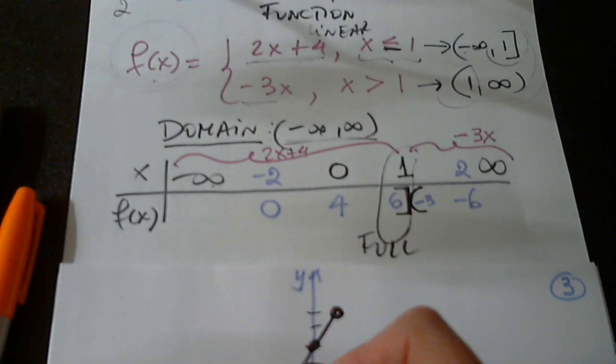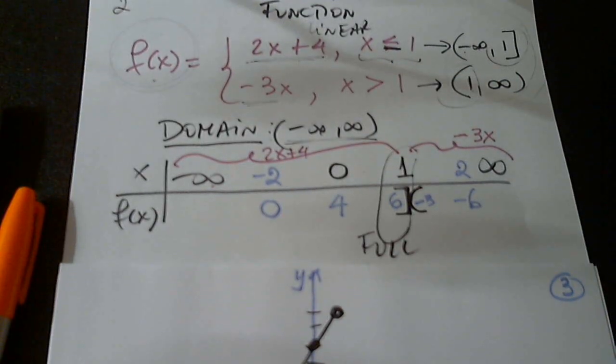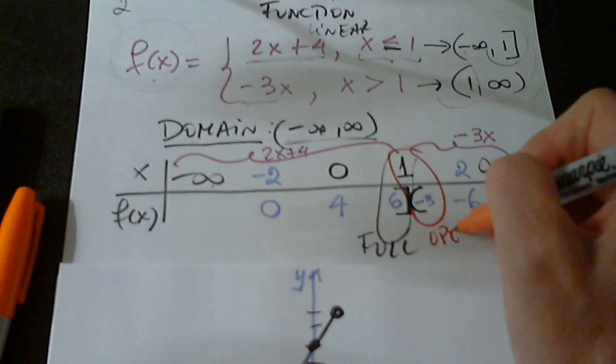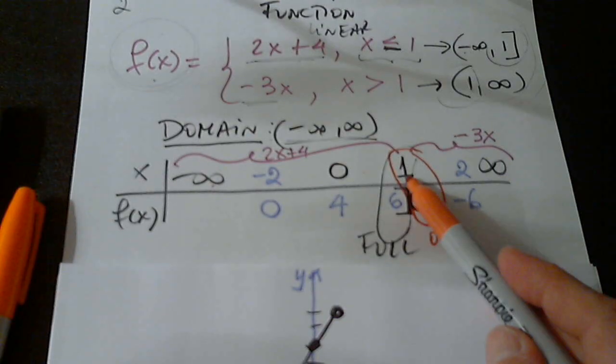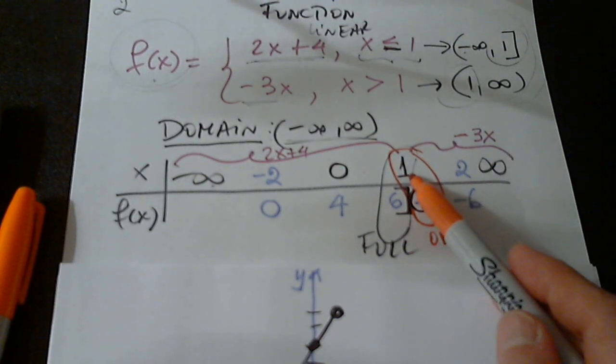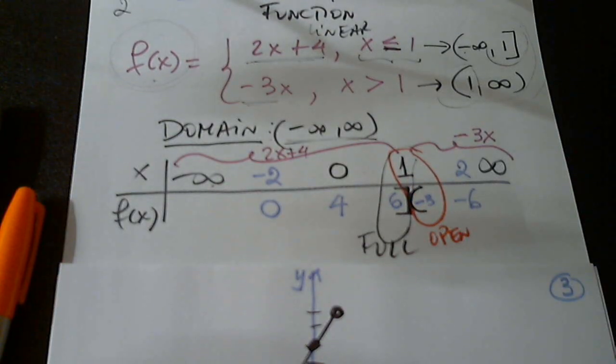I know it's a line. It's done. On the other side, I have 1, negative 3. But it's an open point. Why is it an open point? Because I was not allowed to evaluate negative 3x at 1. I did it anyway, but I have to leave it open. And then 2, comma negative 6. And here it is.